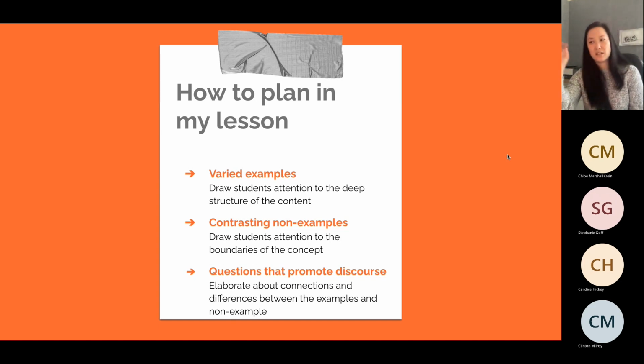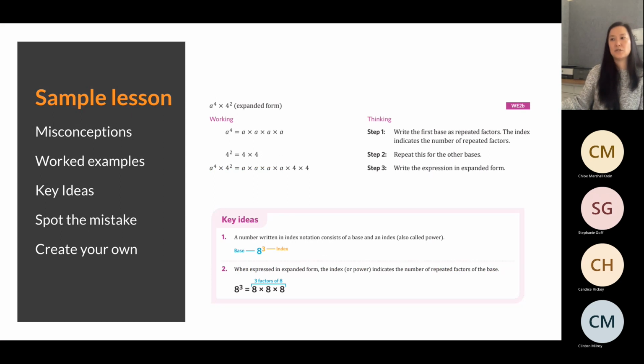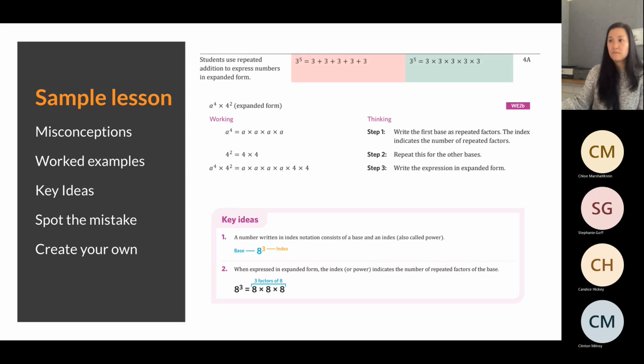So if you go into your lesson planning with this lens of, okay, this is how I want to run my class, these are the things I want in order to teach the concept, a possible sample lesson would be to think about the misconceptions first that we talked about. Here in this example, this is with the indices. Very often students use repeated addition to express the numbers in expanded form instead of multiplication. You would show this in a worked example, like, this is how you would do it.